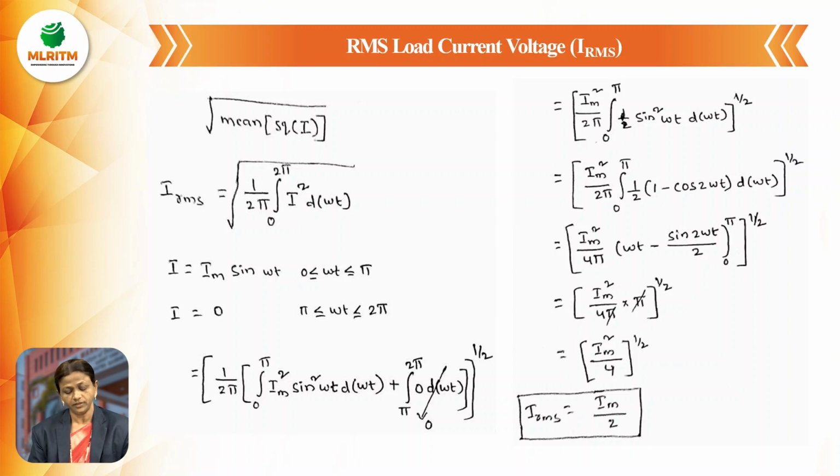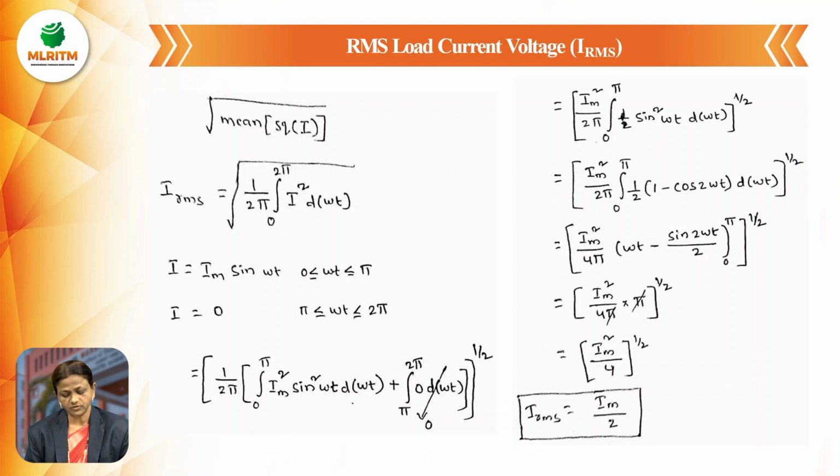Therefore, 1 by 2 pi integral of 0 to pi of (Im sin omega t) whole square, which is nothing but Im square sin square omega t d omega t, plus the integral from pi to 2 pi. From pi to 2 pi, what is the current value? 0. So the integral of pi to 2 pi of 0 d omega t, the second term, becomes 0. Therefore, 1 by 2 pi integral of 0 to pi Im square sin square omega t d omega t.